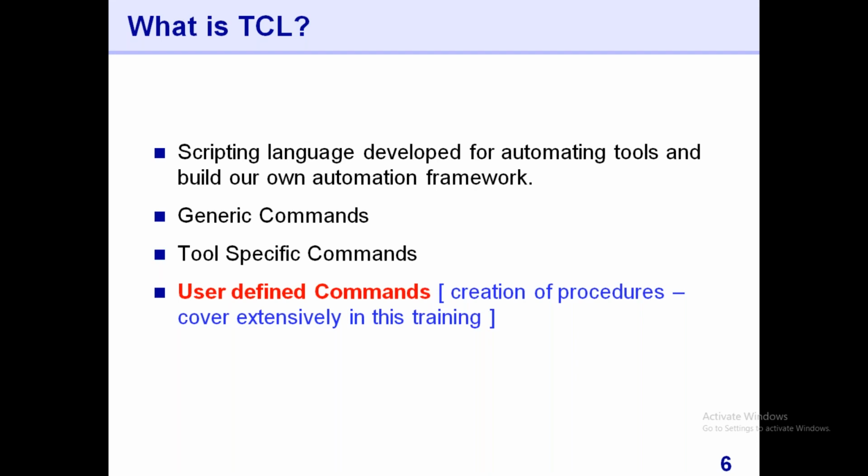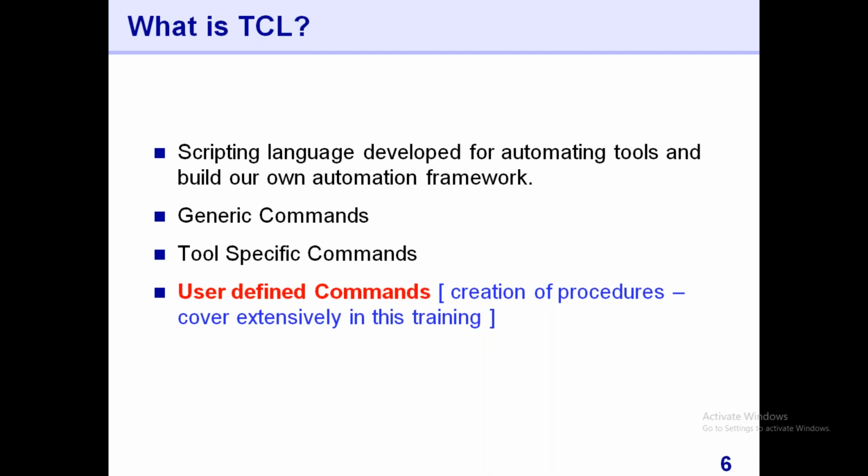Coming to the tool specific commands, there are certain commands which we have to execute on specific tools. For example, let us consider report timing. Report timing is a command which we have to execute on either PrimeTime or ICC2. We have to execute it only on those tools. We can't execute the report timing command, though it is a Tcl command, in any Mentor tools or ANSYS tools or Cadence tools like Innovus.